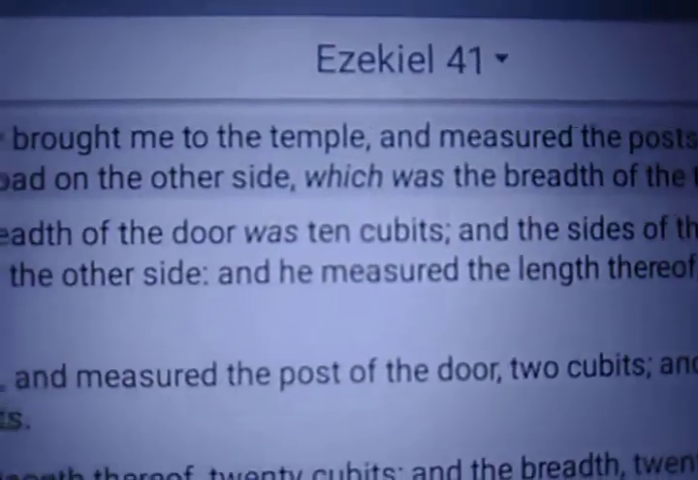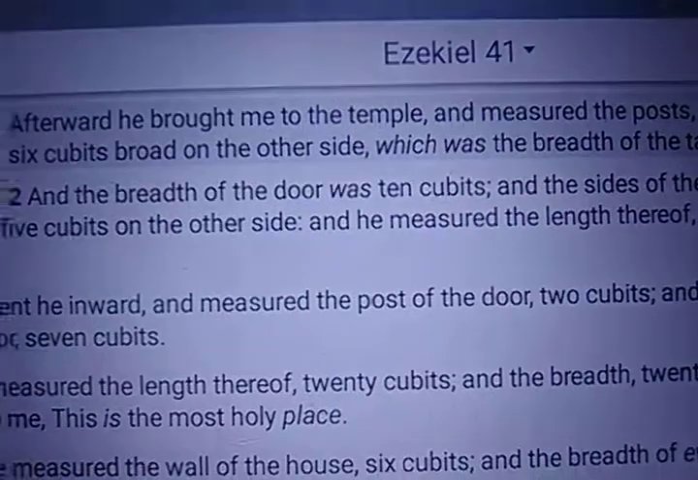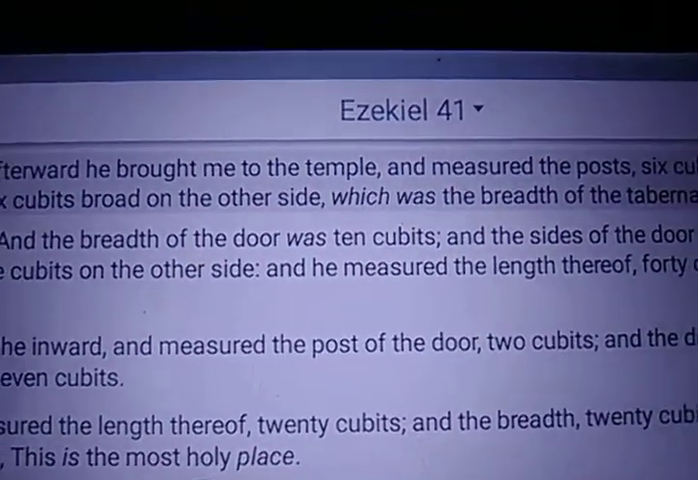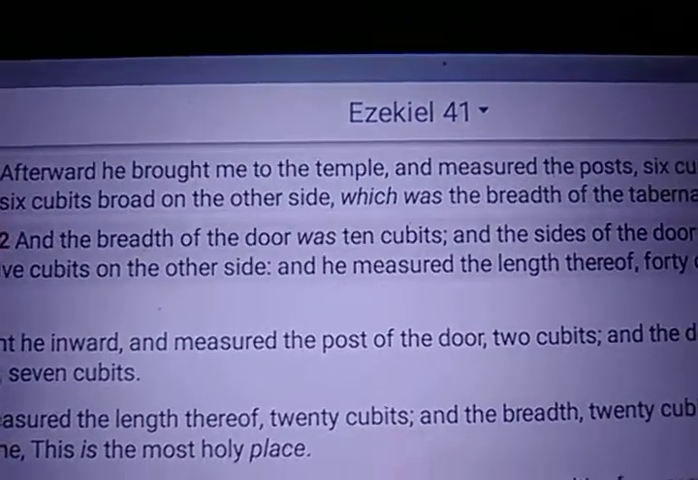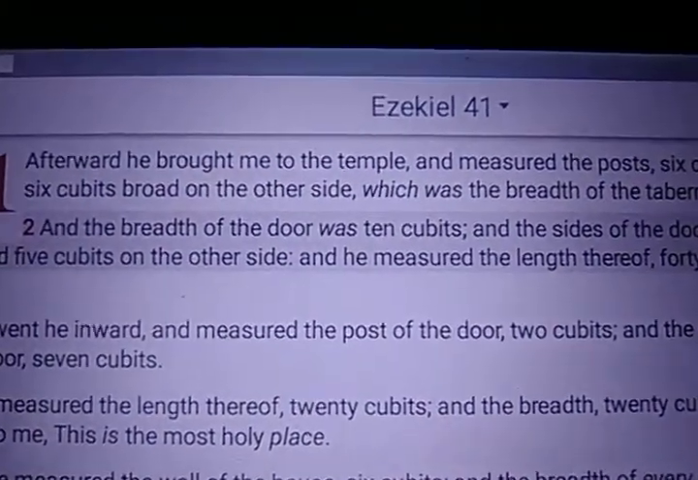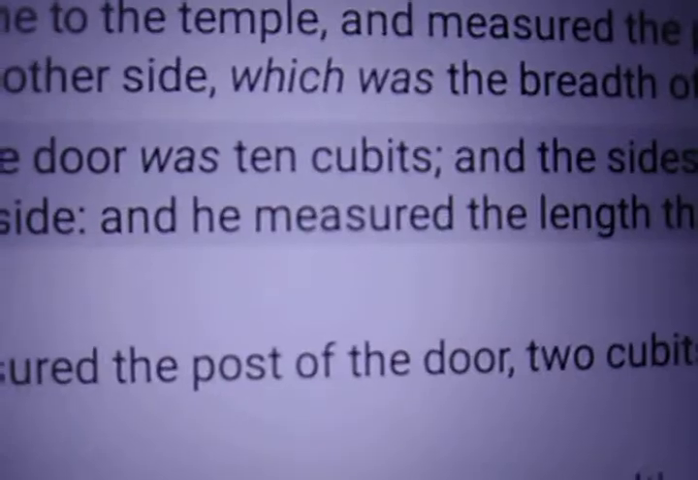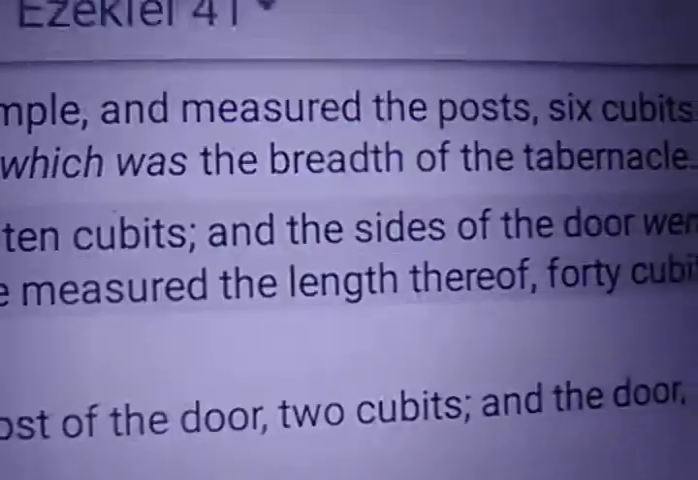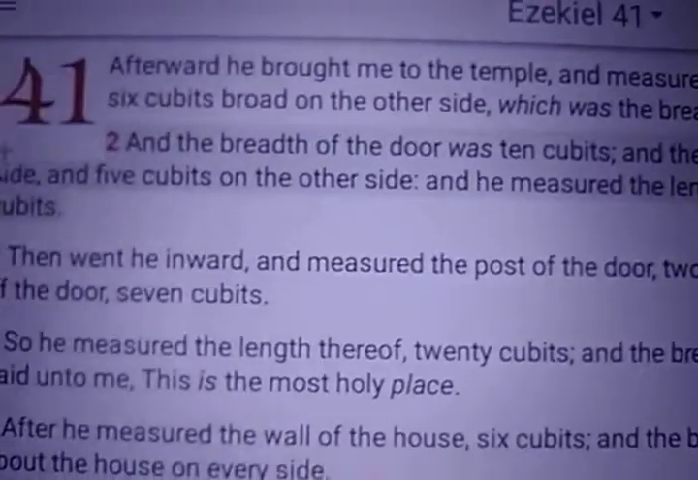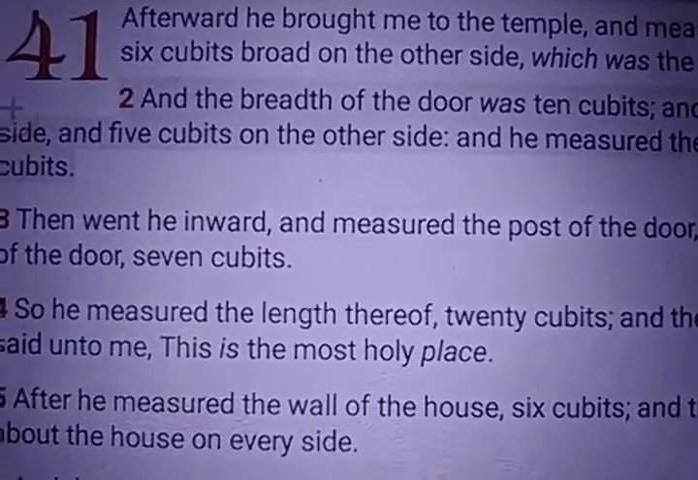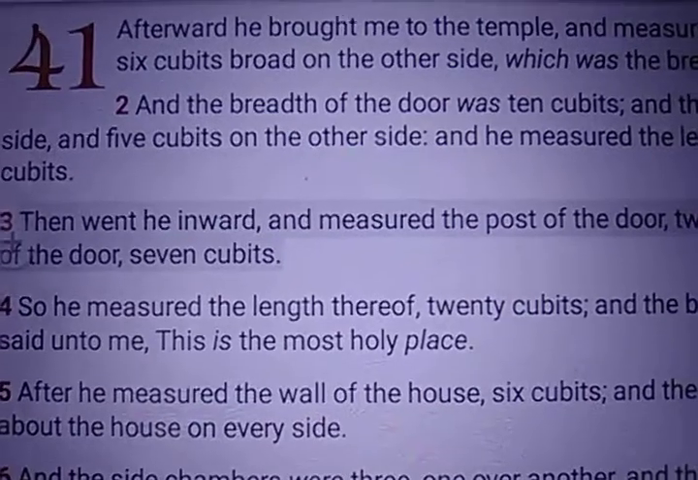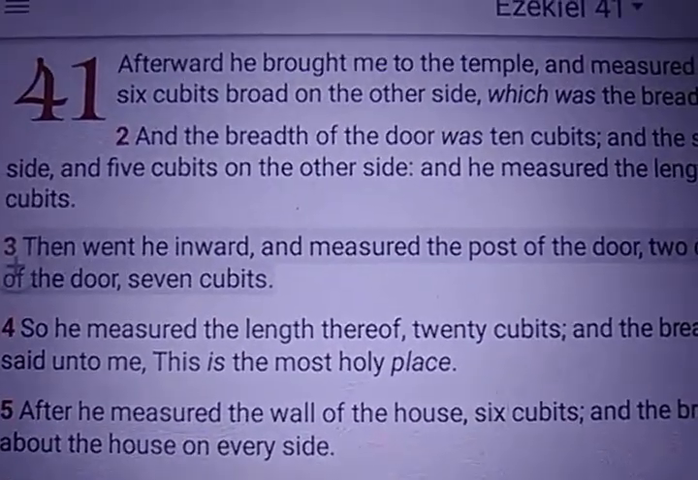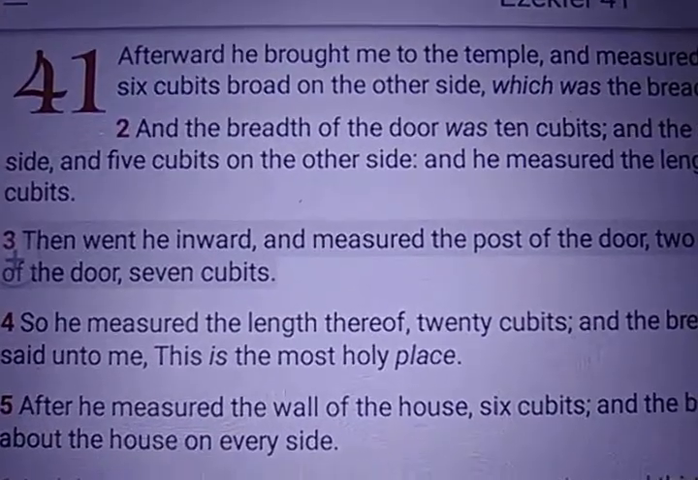Afterward he brought me to the temple, and measured the posts, 6 cubits broad on the one side, and 6 cubits broad on the other side, which was the breadth of the tabernacle. And the breadth of the door was 10 cubits, and the sides of the door were 5 cubits on the one side, and 5 cubits on the other side, and he measured the length thereof, 40 cubits, and the breadth, 20 cubits. Then went he inward, and measured the post of the door, 2 cubits, and the door, 6 cubits, and the breadth of the door, 7 cubits.